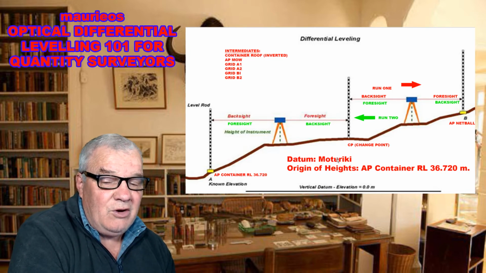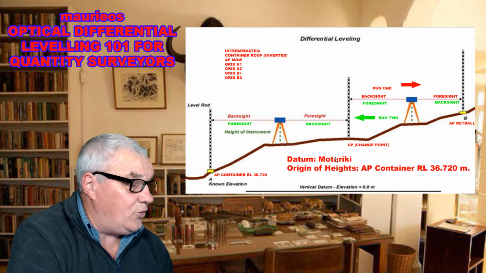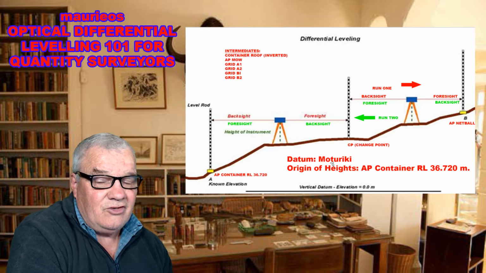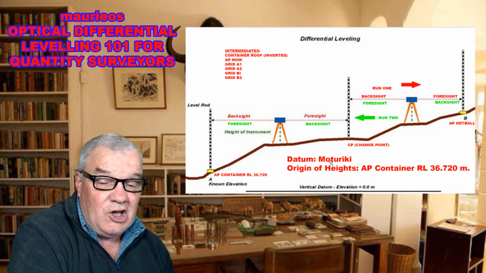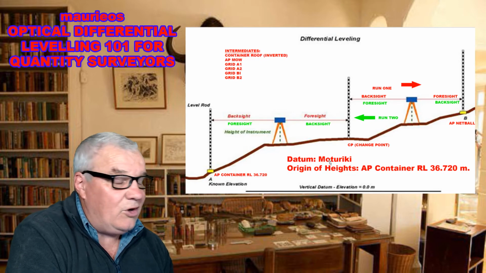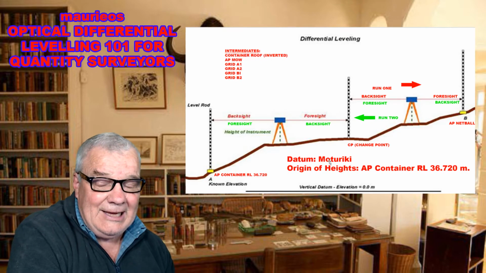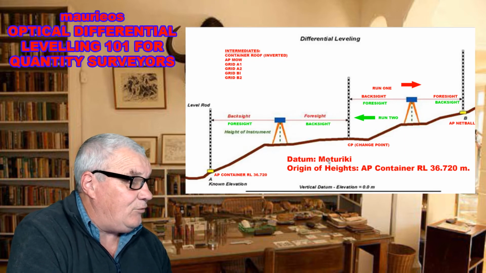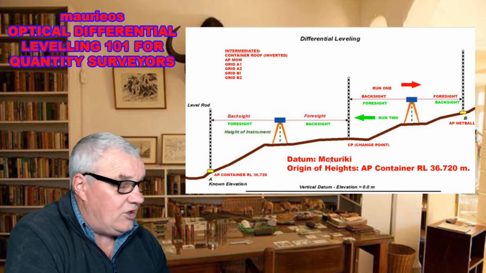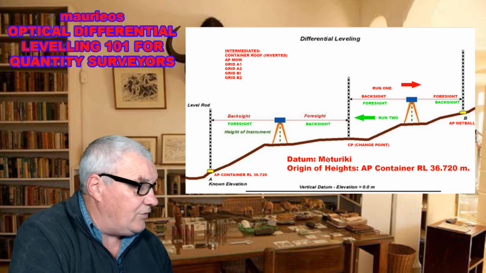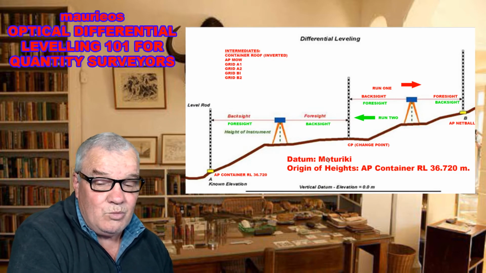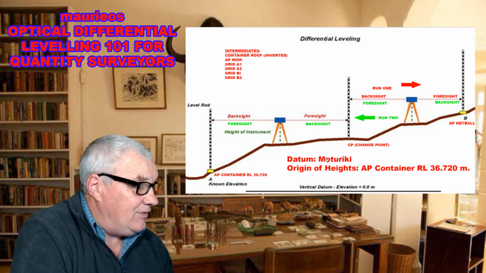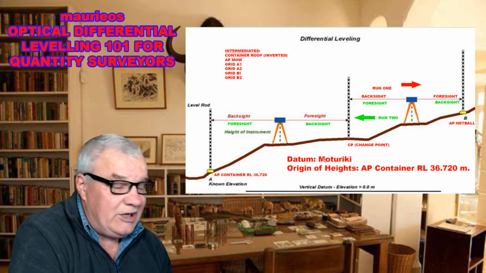So the 0 on the Moturiki datum is at Moturiki, which is the little island at the Mount, just out in the sea from the Mount. The port of Tauranga is a large port. It has had a tide gauge set up there for a number of years. The measurements have been averaged over a period of 19 years to give a mean sea level, and that's the 0 of the Moturiki datum.